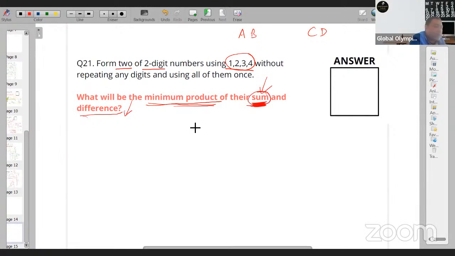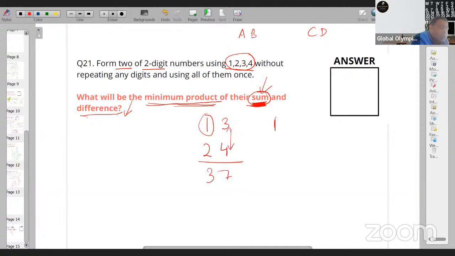Now let's look at this. For minimizing the sum, the numbers themselves should be smallest. So you can either take a 1 and 3. In the tens place, you will use the smaller digits, correct? You notice that the sum is still 37, correct? And if you switch the ones, and you say a 14 and a 23, you will still get a 37. Because you are adding the ones and you are adding the tens, the same ones and same tens, just swapping their place.